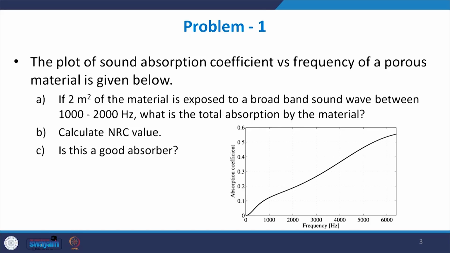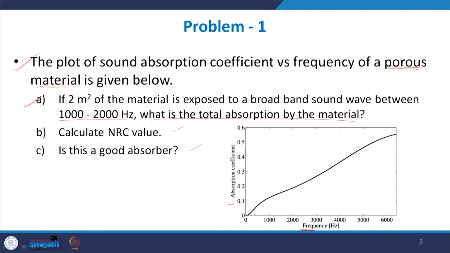The first numerical is from porous materials. The problem given to you is that a plot of alpha with respect to frequency is given for some porous material. Using this plot, some questions have been asked. If 2 meters square of the material is exposed to a broadband sound wave between 1000 to 2000 hertz, what will be the total absorption by the material? And then we have to calculate the NRC and find out whether it is a good absorber. So, let us first begin with part A.